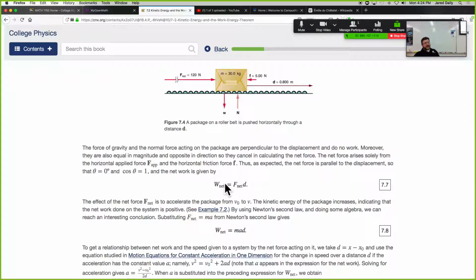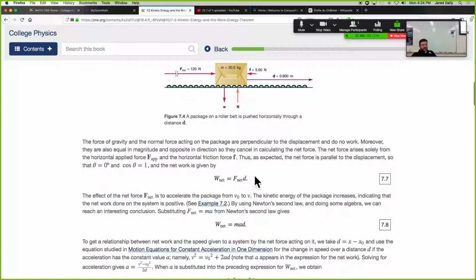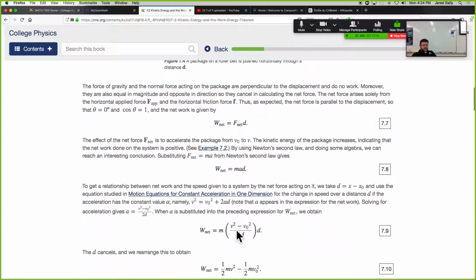So you take the net force times the distance times the cosine of the angle. In this case, the force and the distance are in the same direction, so there's an angle of 0 between them. The cosine of 0 is 1, so it ends up just being the force times the distance times 1. So what is the force? The force is also equal to the mass times acceleration. So you can change this equation to work equals mass times acceleration times distance.